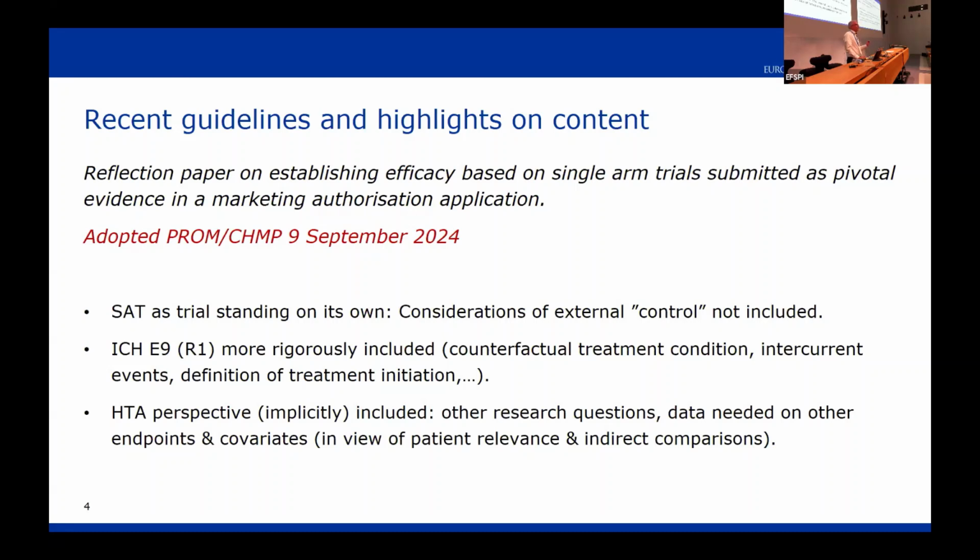And highlighting some of the things that need to be done also from a patient perspective in terms of endpoint choice, as well as the level of information that needs to be there on covariates and your patients, being aware that the single-arm trial will also be used for indirect comparisons for HTA decision-making. So these are the highlights of things that changed, but it's there now. And if you read it and you follow it, my guess is the number of single-arm trials should reduce because it's actually quite restrictive, although you might not immediately think so.